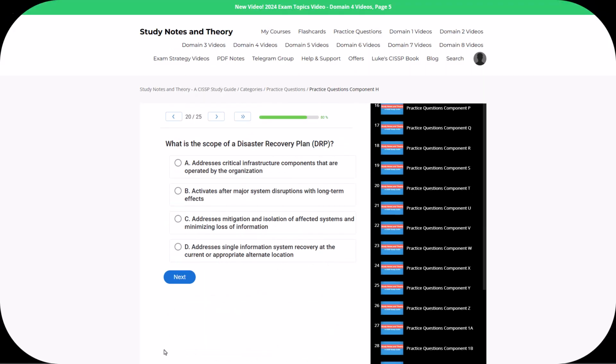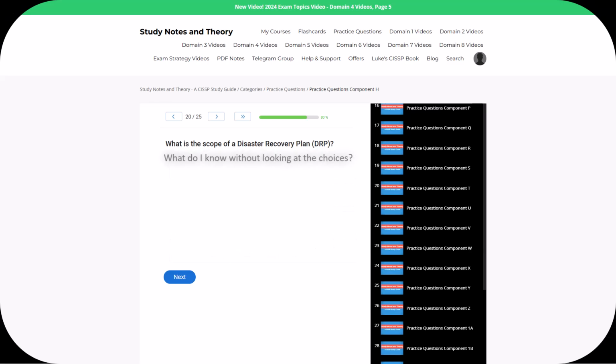Next one. What is the scope of a disaster recovery plan? What is the scope of DRP? Without even looking at the choices, I'm going to say this to myself: what do I know about DRP? I know that it's a short-term fix, for short-term disasters of a technological nature, of a system. Meaning a computer went down. I'm literally looking away from the computer now because I don't want to look at the choices.